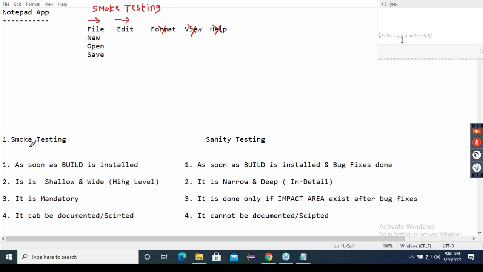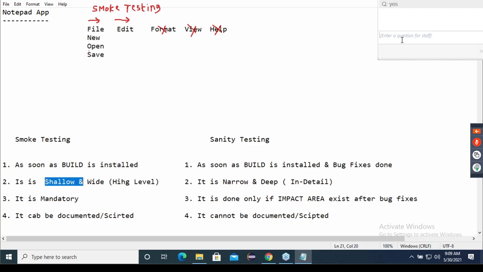Now, come to the points here. Everyone concentrate here. Smoke testing, first point: as soon as the build is installed, we do smoke testing. I think everyone knows that point. Second, smoke testing is shallow and wide.